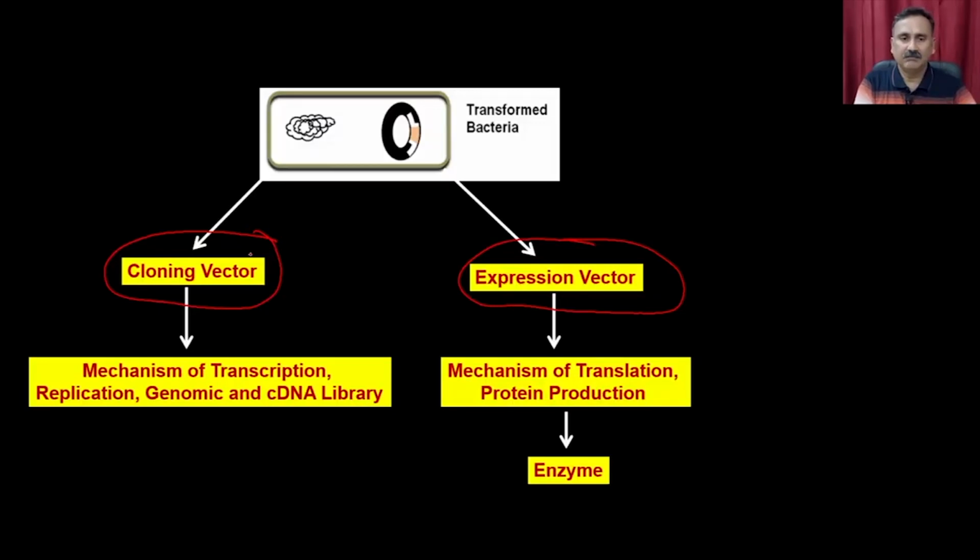Apart from that, the cloning vector can also be used for studying the mechanism of transcription, replication and the preparation of the genomic as well as the cDNA library. Whereas the expression vector is exclusively used for studying the mechanism of translation as well as enzyme production, and ultimately it is going to give you the enzyme of your interest. Now enzyme production is a complicated process and it requires discrete steps.